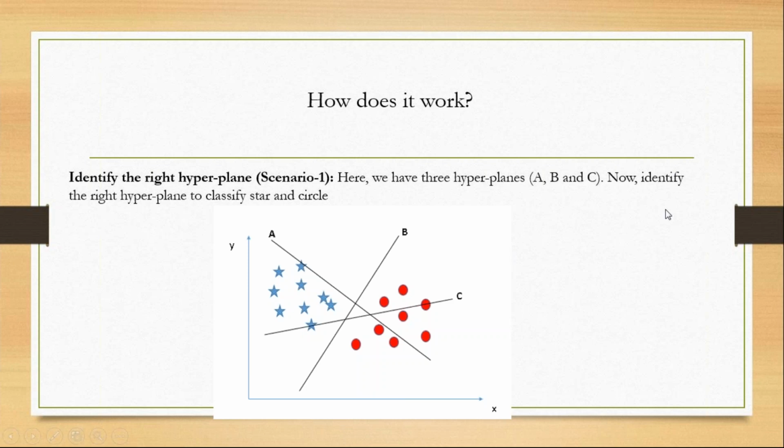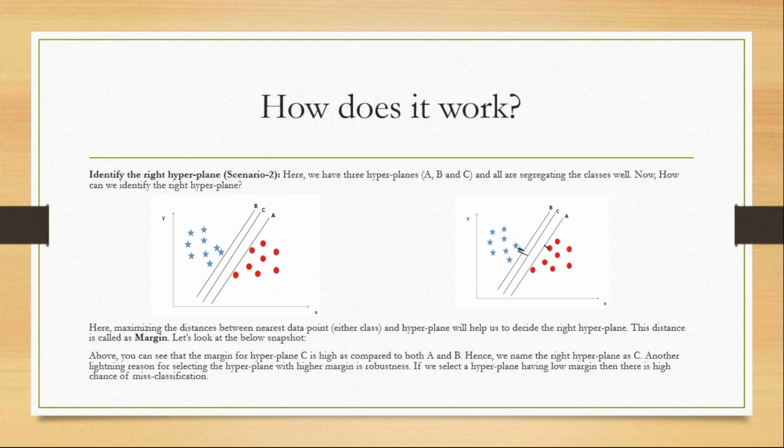So let us take one more example and try to understand. Here I have stars, and here I have red balls, and all of them are put into separate categories by using all three planes. So B, C, and A, all of them work quite well. So which one should I choose out of these three, B, C, and A? And why C?